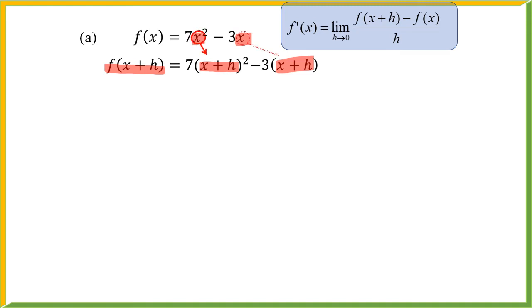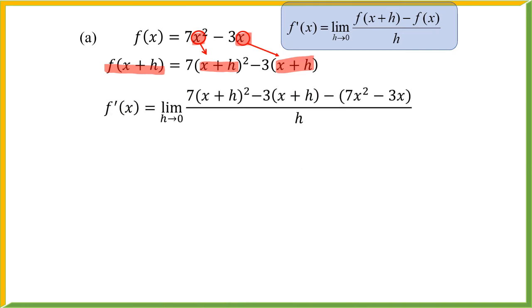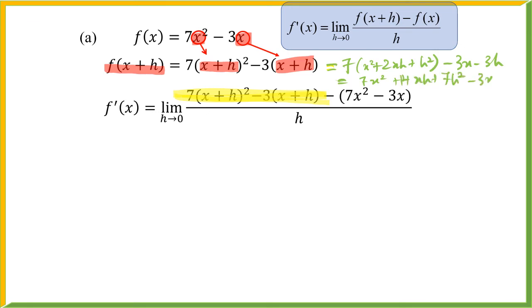So after we simplify, okay, here we don't simplify yet. After we substitute into the formula, we can simplify, or you can directly simplify. So if I want to directly simplify, what will I get? I will get 7 times x squared plus 2xh plus h squared, minus 3x minus 3h, which is equal to 7x squared plus 14xh plus 7h squared minus 3x minus 3h. So, after you expand here, what do we get?